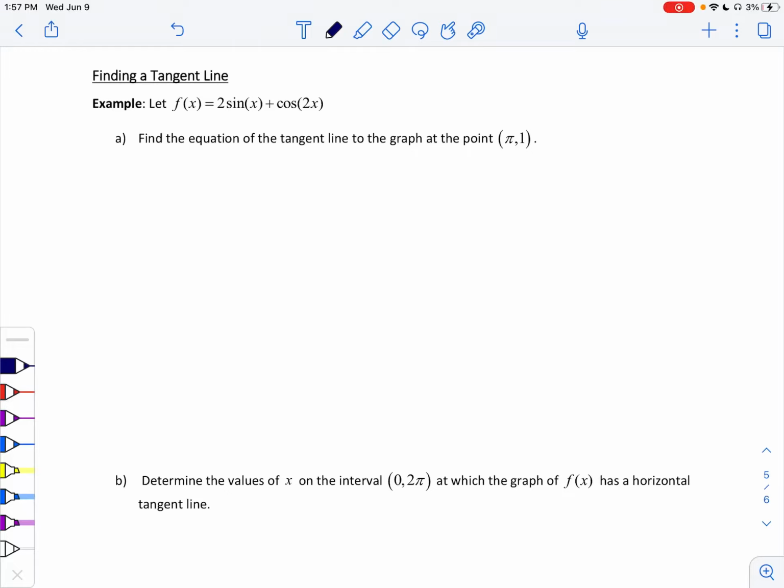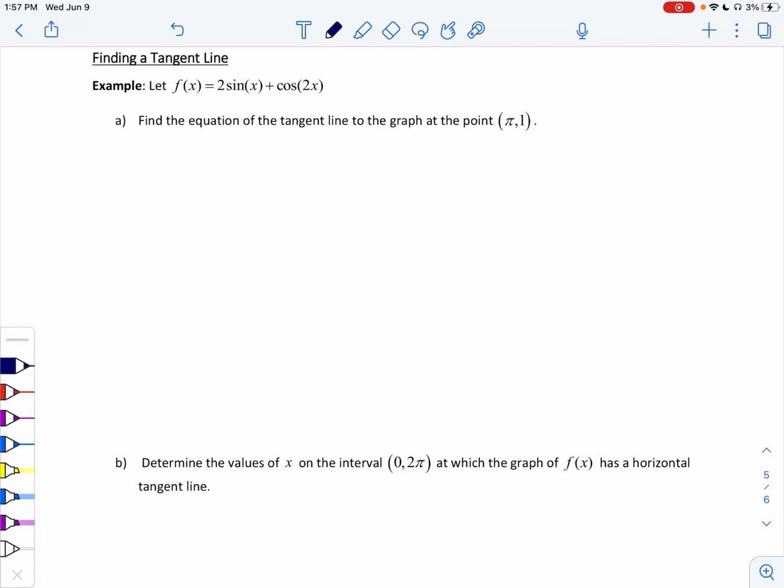Okay, so I want to show you one more example with our chain rule. The first part of it is kind of a refresher of an old idea, and the second part of it is kind of a preview of a new idea that we'll see in the future. So it's kind of a fun problem.